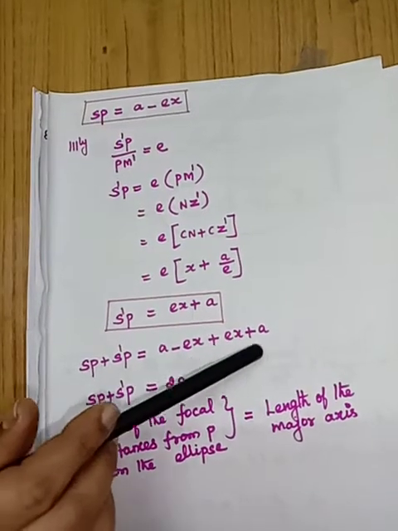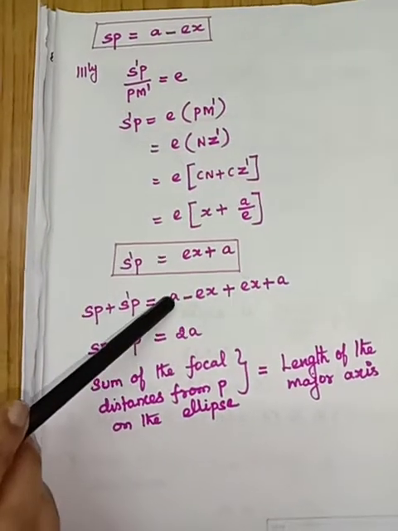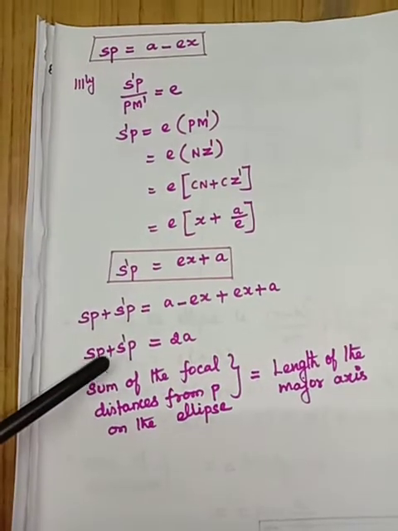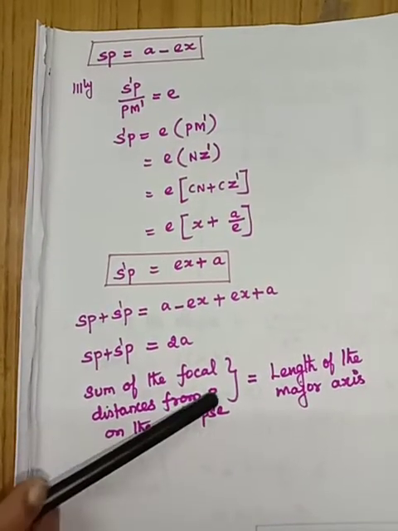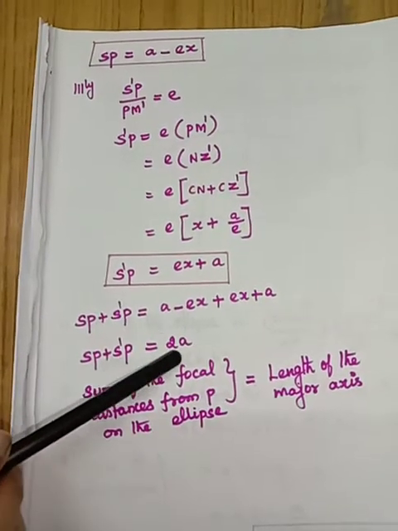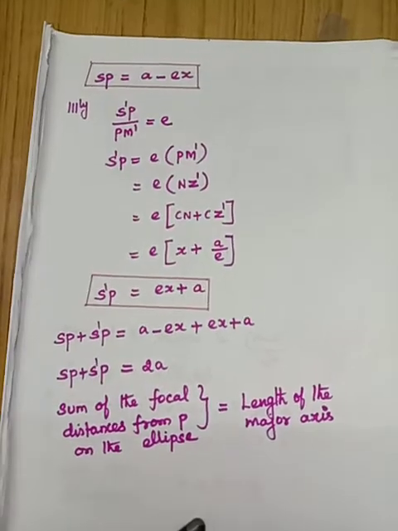It is ex plus a. So minus ex and plus ax getting cancelled. What is a plus a? It is 2a. This is nothing but the sum of the focal distances of the point P on the ellipse, which is equal to, what is 2a? It is the length of the major axis. We have proved the theorem.